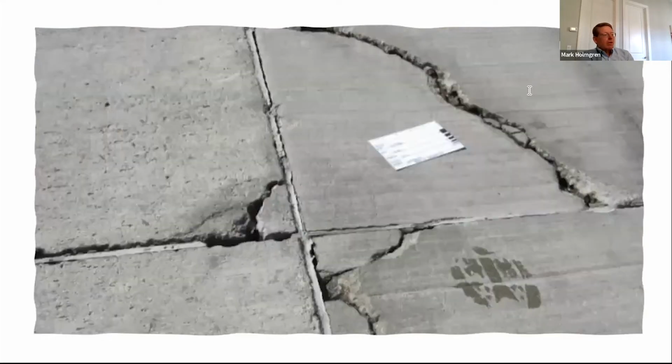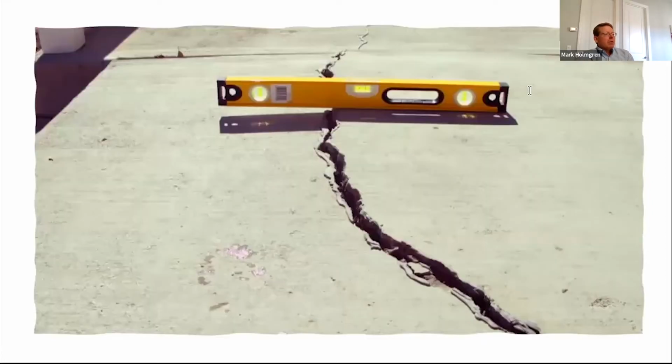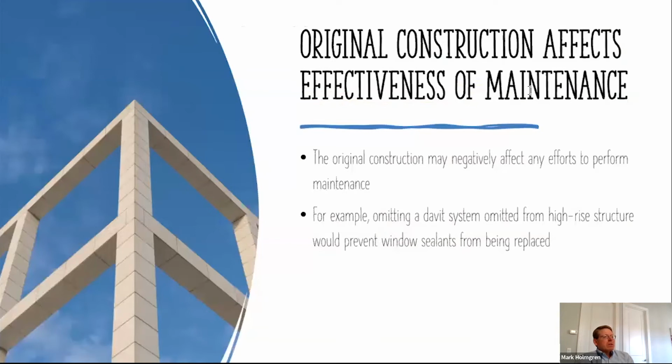Here are some issues you can see with concrete. I'm sure we've all seen asphalt like this, but sometimes you see this in projects that aren't very old. Anytime you have a vertical offset like this in concrete, that can pose a tripping hazard. That's obviously a bad thing. So that's just a sample of the kinds of things that you can see in a community or that can be lurking out there that you wouldn't necessarily know about.